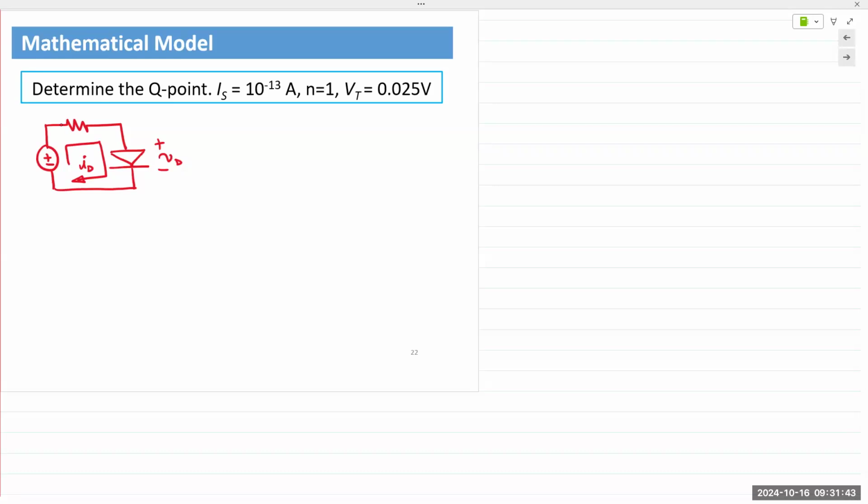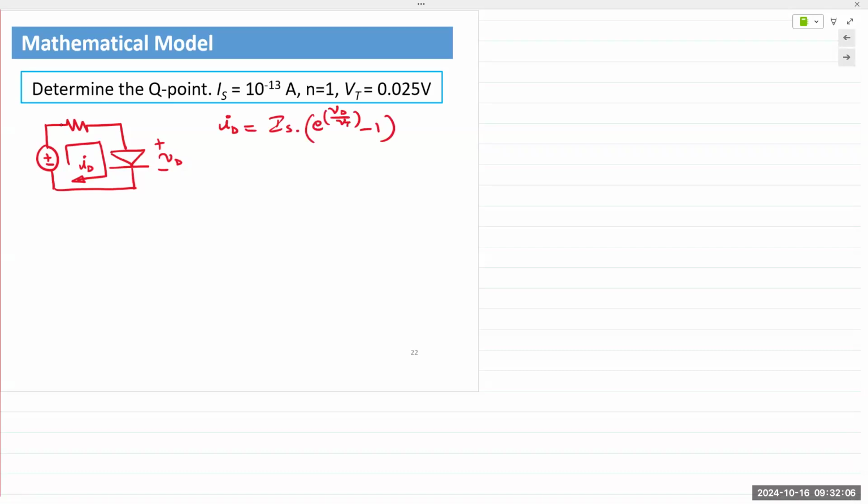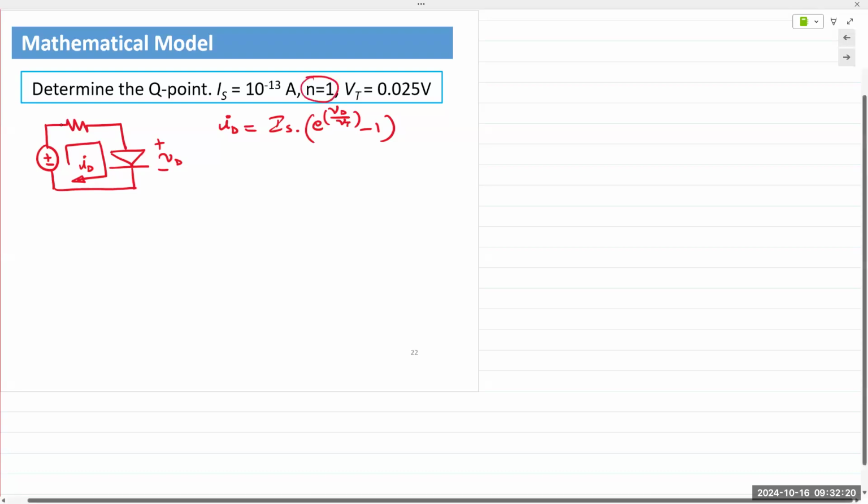So the mathematical model is straightforward based on the diode equation. The diode device equation is ID equals IS times e raised to VD over VT, minus 1. I'm ignoring the N, the non-ideality factor, because it's 1, and in most cases it will always be 1. If N is not given or explicitly stated, always assume it to be 1. Right now it's given and it's 1, so I'm simply ignoring that in my equation.